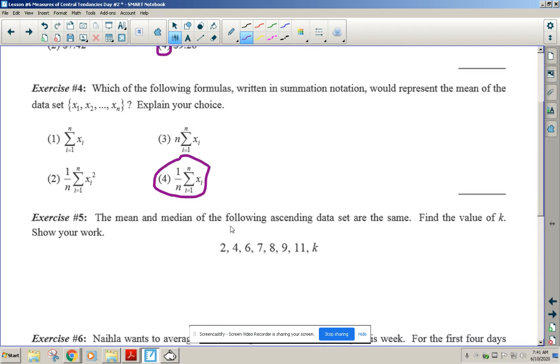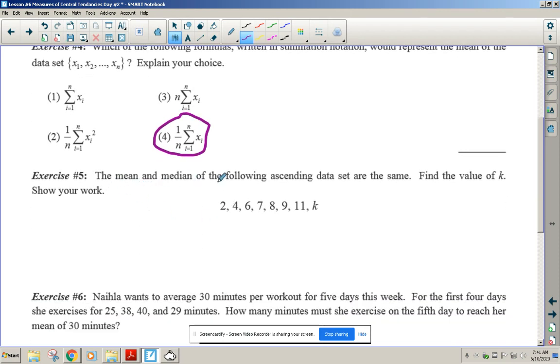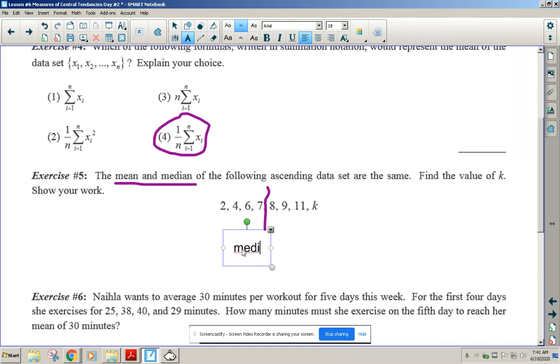That brings us back to chapter 6. The mean and the median of the following set of data are the same. Okay, so that's important. The average and the middle are the same. So there's 1, 2, 3, 4, 5, 6, 7, 8. Half of 8 is 4. 1, 2, 3, 4. Here's the median. So the median, the middle, equals halfway between 7 and 8, which is 7.5. So halfway between 7 and 8 is 7.5 for the median.